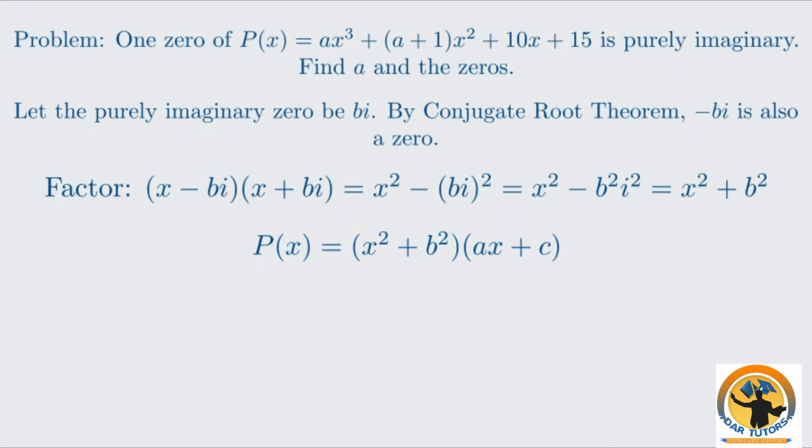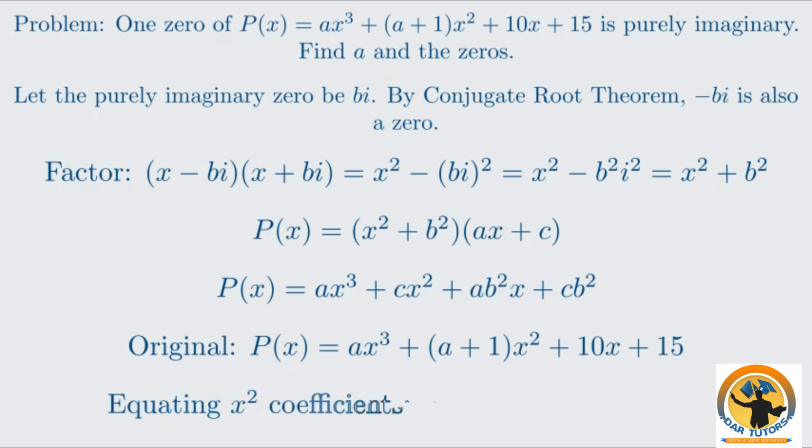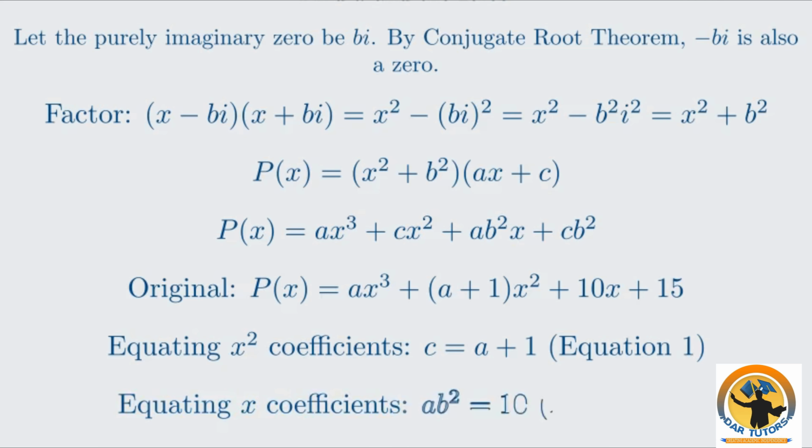Let's expand this and equate coefficients with the original polynomial. Expanding gives ax cubed plus cx squared plus ab squared x plus cb squared. Comparing this to ax cubed plus the quantity a plus 1 times x squared plus 10x plus 15, let's equate the coefficients of x squared and x. Equating x squared coefficients gives c equals a plus 1. Equating x coefficients gives ab squared equals 10. We also know the constant term is 15.